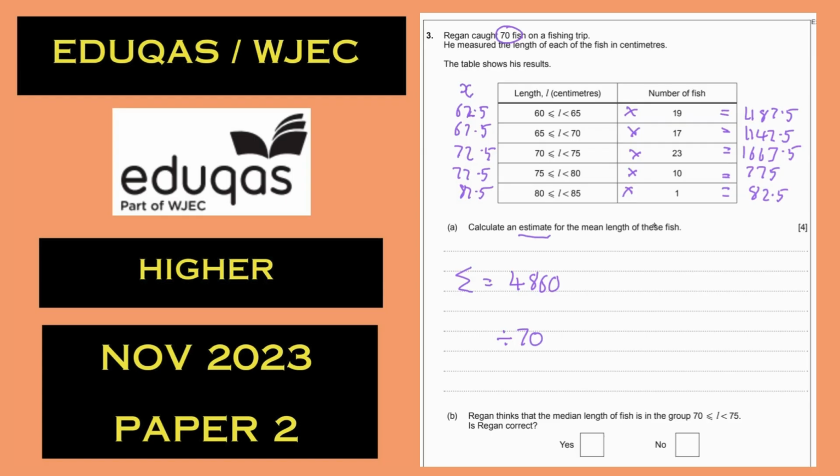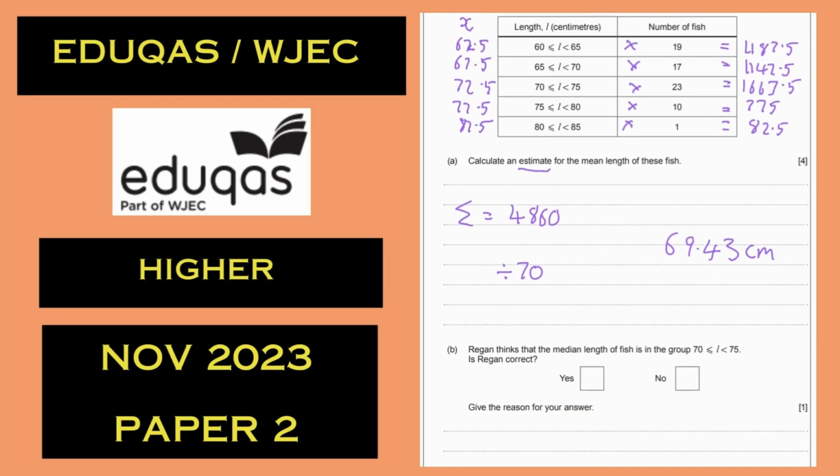Never divide it by 5. You'll get an answer that doesn't make sense. You'll get an answer above 85. That does not make sense. You divide by the number involved in the question, not the number of lines. And here it's 70 fish. Round it off however you want. 69.4 is fine. I've gone for 69.43 and it's in centimetres.